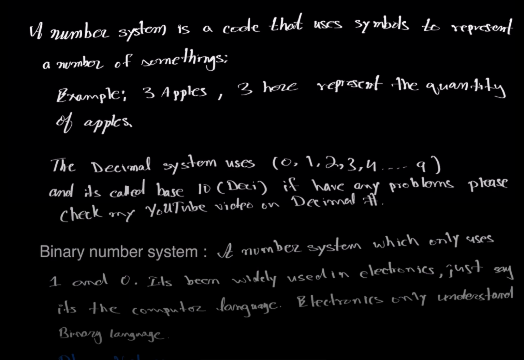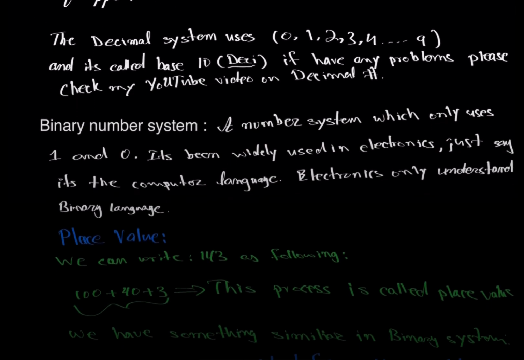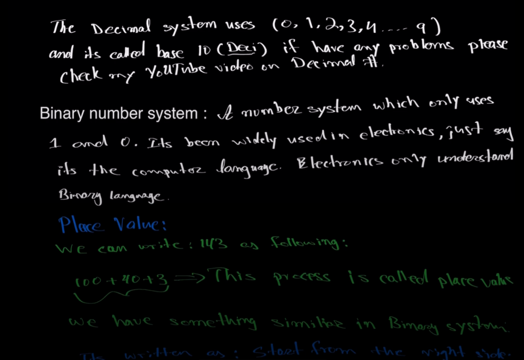The decimal numbers we use start from 0 to 9, and everything else is repeated. For example, 110 and anything like it still uses the same symbols, so they are repeated. And why do we call it decimal? Because 10 is deci. That's where the word comes from. If you have problems, please check my YouTube channel.